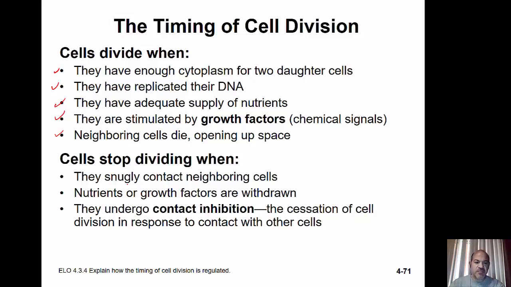What about stopping division? The cells are going to stop dividing when they snugly fit up against neighboring cells. And nutrients or growth factors are withdrawn, so if there's not enough nutrients or you don't have the growth factors, then the cell won't go through division. And the cells undergo contact inhibition, which is the stopping of cell division in response to contact with other cells.